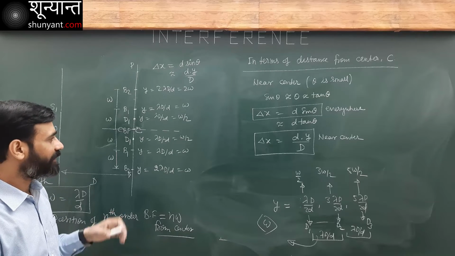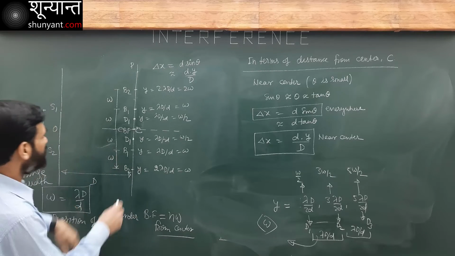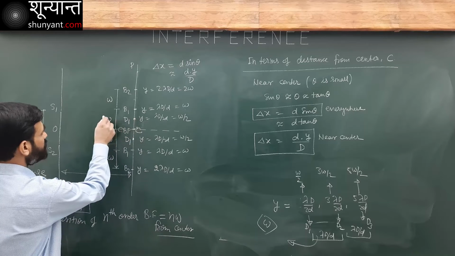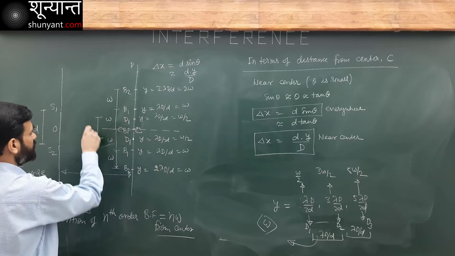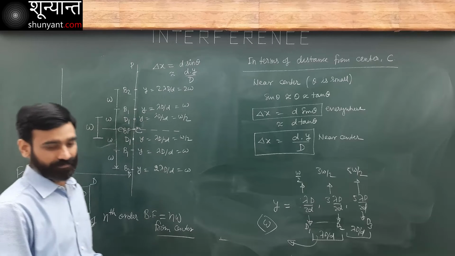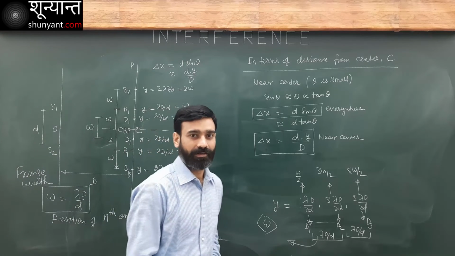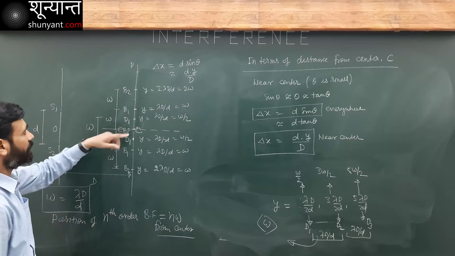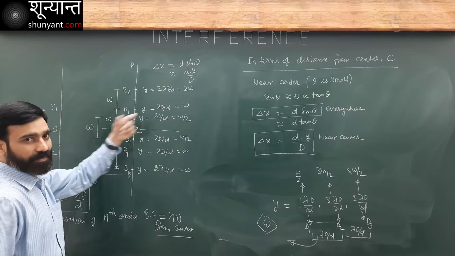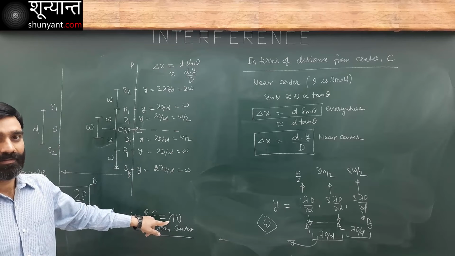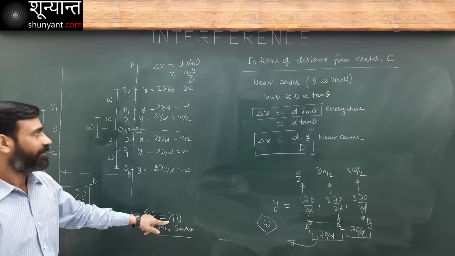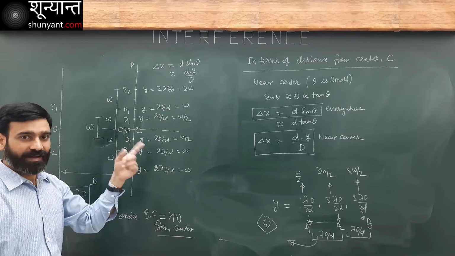Okay, everything clear? And what is the distance between two dark fringes? One dark fringe here, other dark fringe here. The distance between these two dark fringes is going to be omega. Now the distance of the nth bright fringe will be n omega. What will be the distance of the nth dark fringe?